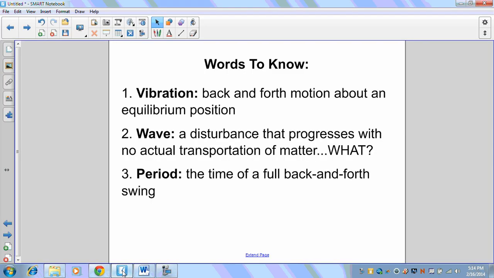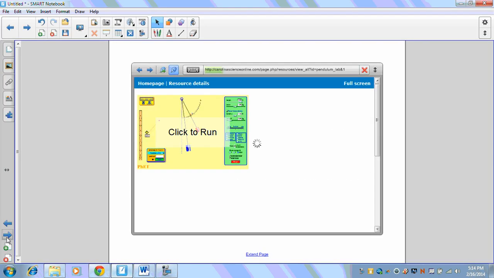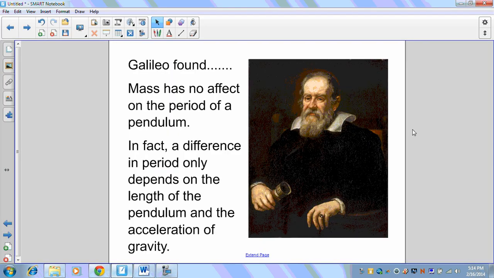And if we go back to here, if I flip over, we're going to see that Galileo actually found this stuff a long time ago. He found that mass has no effect on the period of a pendulum at all. In fact, the only difference depends on the length of the pendulum, which we found and we saw, and the acceleration of gravity, which we also saw. We saw how gravity affected it when it was on the moon, which is a lot less than on Earth. And then we saw what happened when we compared it to Jupiter, which is much more massive than the Earth.